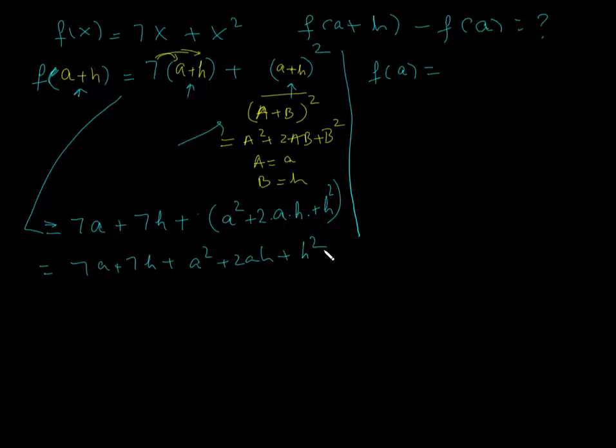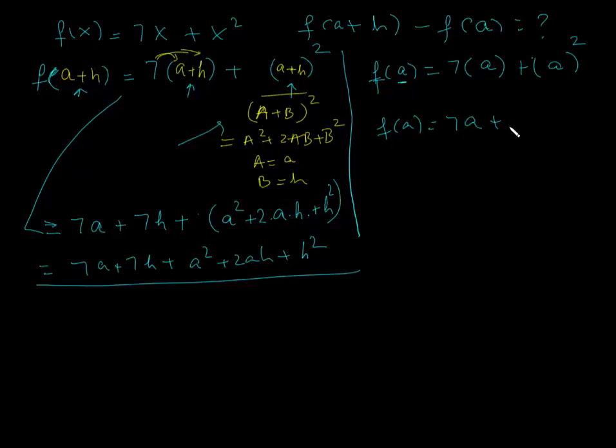There are no like terms in this expression, so we'll leave this as such. And then we're going to go back and look at what is the value of f(a). f(a), again, according to the question, will be 7 times that value of x and that value of x squared, which is a in this case. f(a) is 7a + a squared.